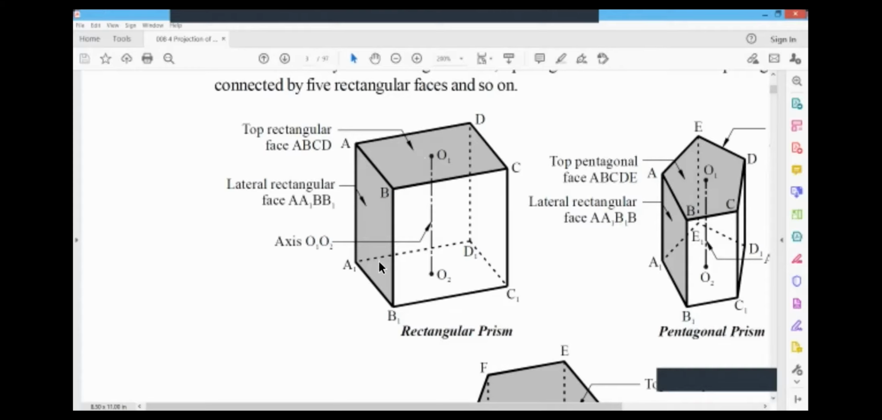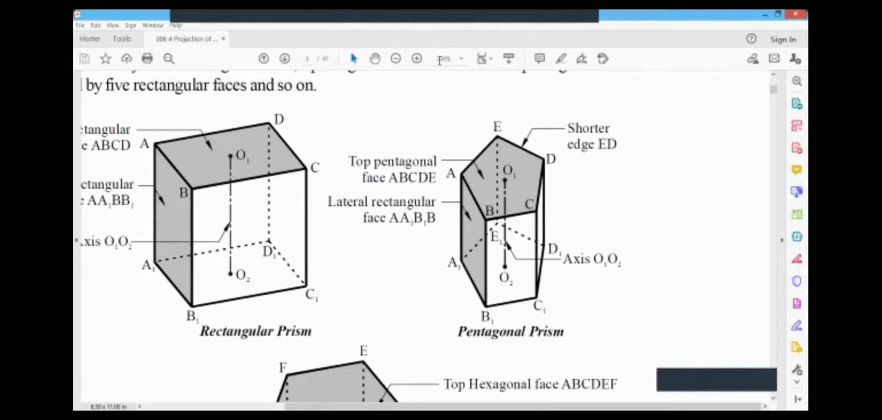So top rectangular face and bottom rectangular face can be represented. Top face A, B, C, and D will be there, and associated with A exactly on the base plane, we call it A1. Similarly, B and B1, and C and C1, and D and D1. A1, B1, C1, D1 is a rectangular plane in the base, and ABCD is the top rectangular face. And these vertical faces are lateral surfaces.